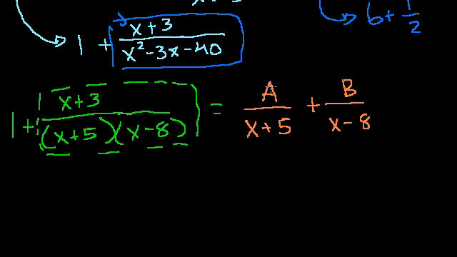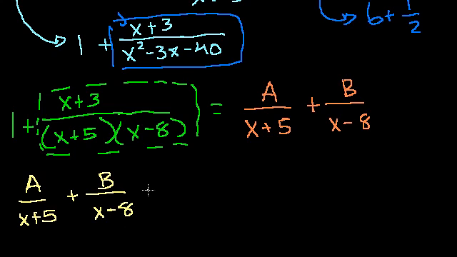So let's try to do that. If I were to add these two terms, what do I get? Well, when you add anything, you find the common denominator. The easiest common denominator is to multiply the two denominators. So let me write this here: a over x plus 5 plus b over x minus 8 is equal to, well, let's get the common denominator.